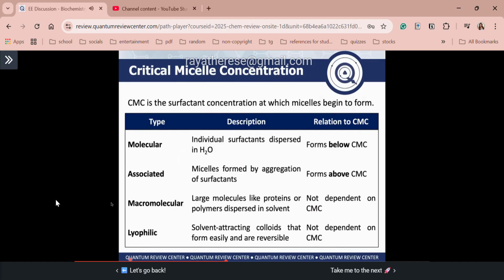So accordingly, lyophilic, it's also not dependent on CMC. Alright? So class, again for lyophilic, lyophilic colloids are solvent attracting colloids. So they form easily and actually they can be reversed. So pwedeng as suspension sila or pwedeng as individual molecules. So class, again, when we say lyophilic, diba? That's your colloidal substance that has a strong affinity sa aqueous solution or for the liquid in which it is dispersed. So hindi siya magka-clump. It's actually going to attract or be attracted sa water. Okay, for number 16, again, our answer is letter B, associated colloid.